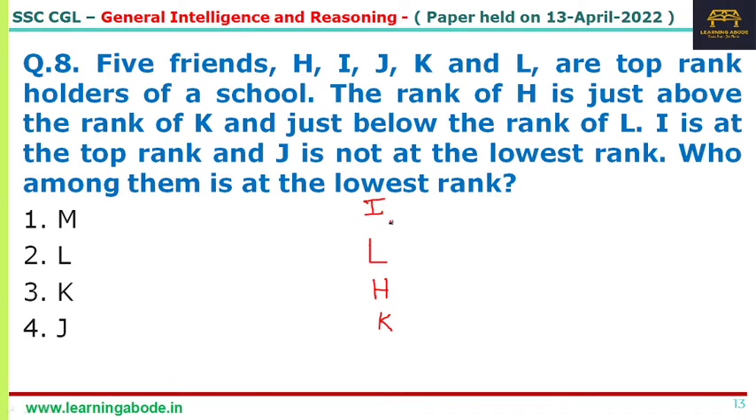Now who is left out? J is left out, but they are saying J is not the lowest rank. If J is not the lowest rank, J must be here. Then the question is, who is the lowest rank? K is the lowest rank.